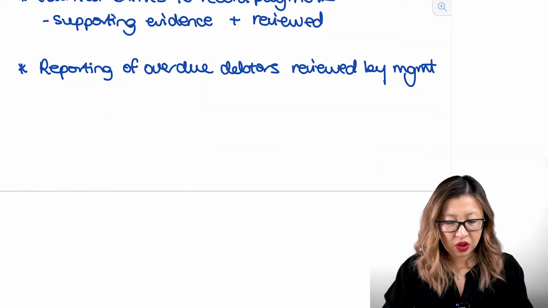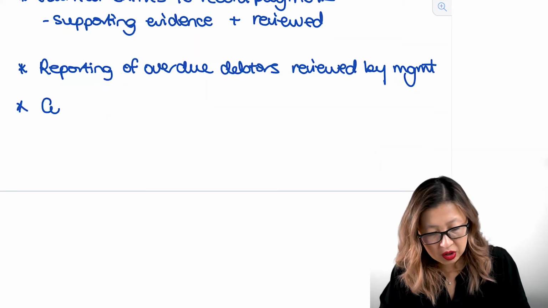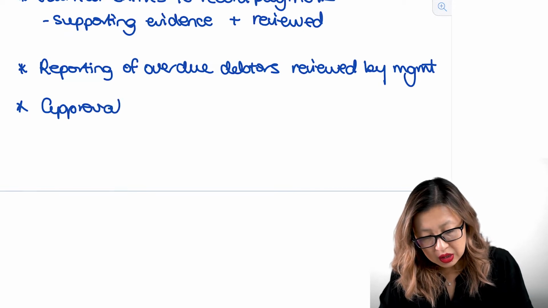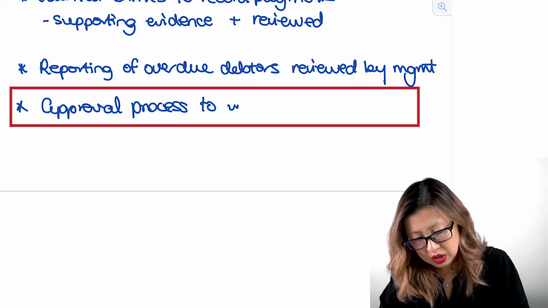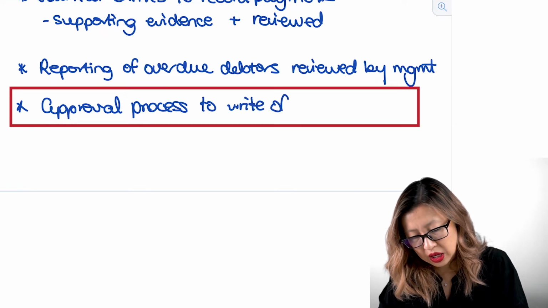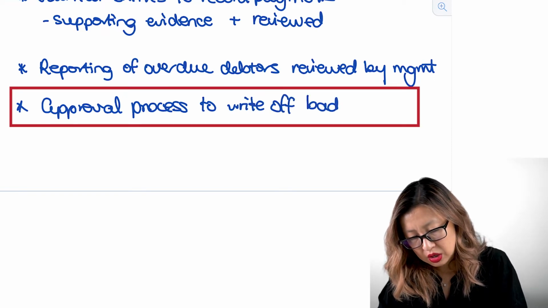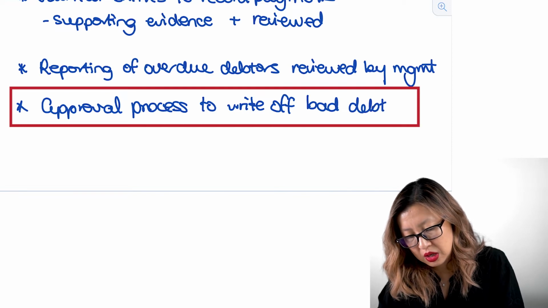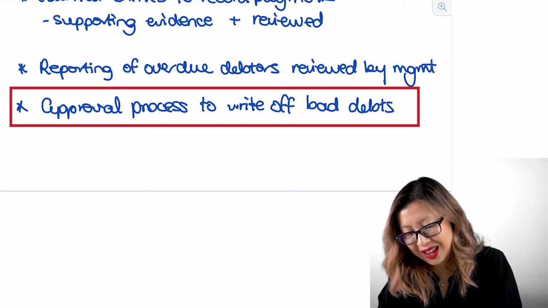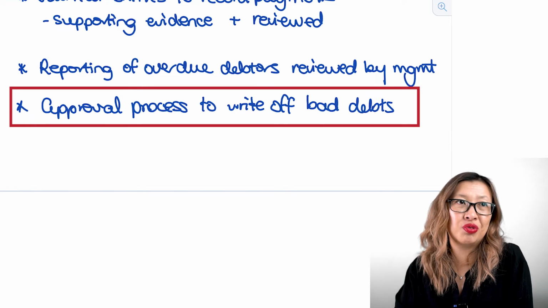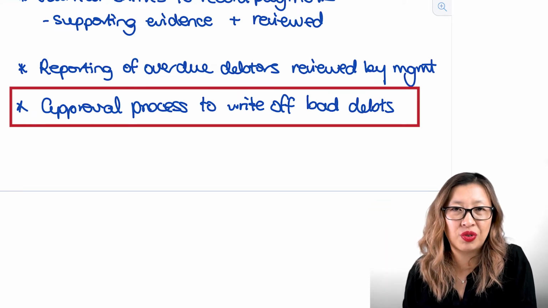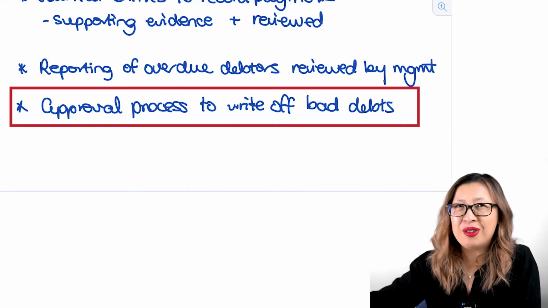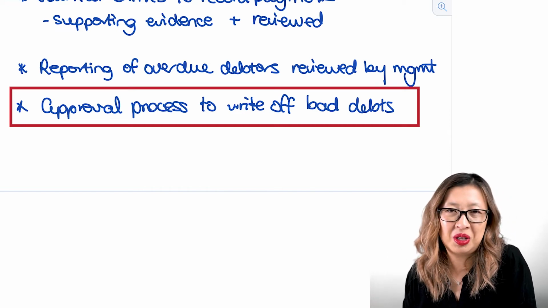Now, one thing that I forgot to include, but I'm going to add here, is an approval process to write off bad debts. Now, the reason that we need to have that is to stop somebody from saying to a friend, hey, buy some goods off credit from the company I work for and then don't pay for them and I'll write off your accounts receivable as a bad debt.